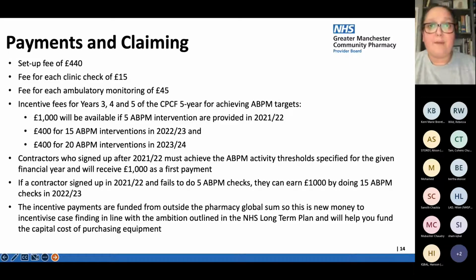The good news is the incentive payment is funded from outside of our global sum, so it is new money for community pharmacy, and it's seen as a bigger contribution to purchasing some of the equipment that you need for the service.